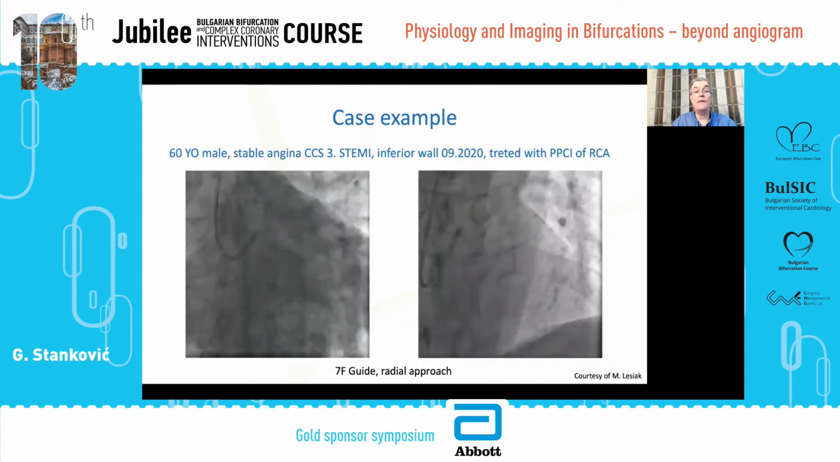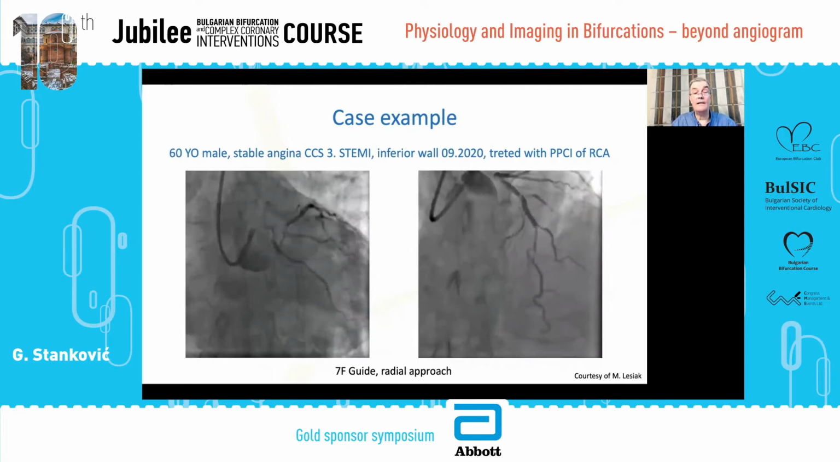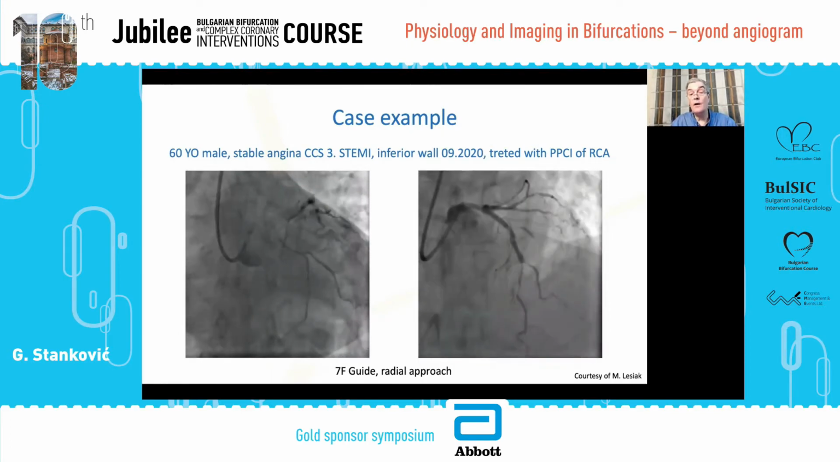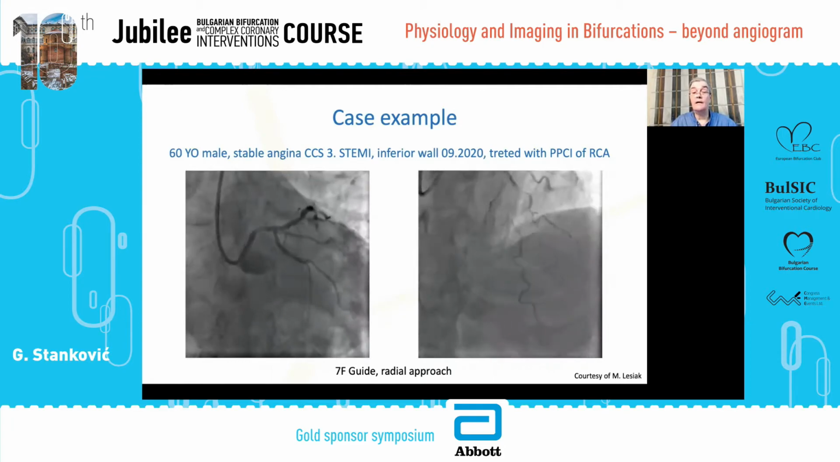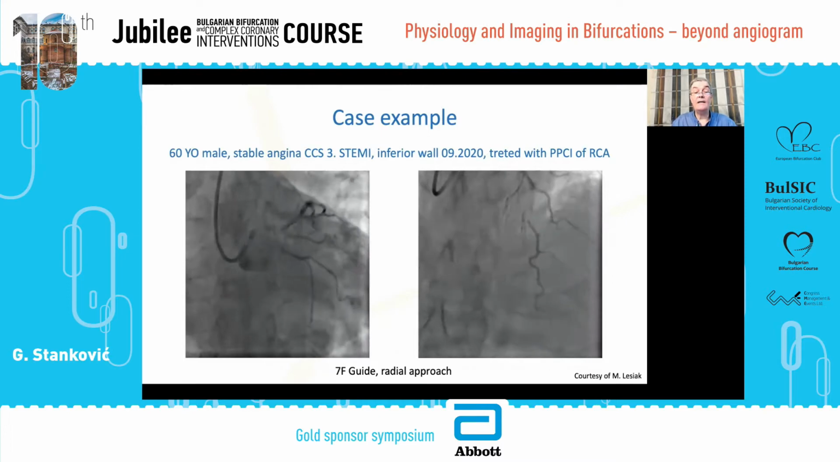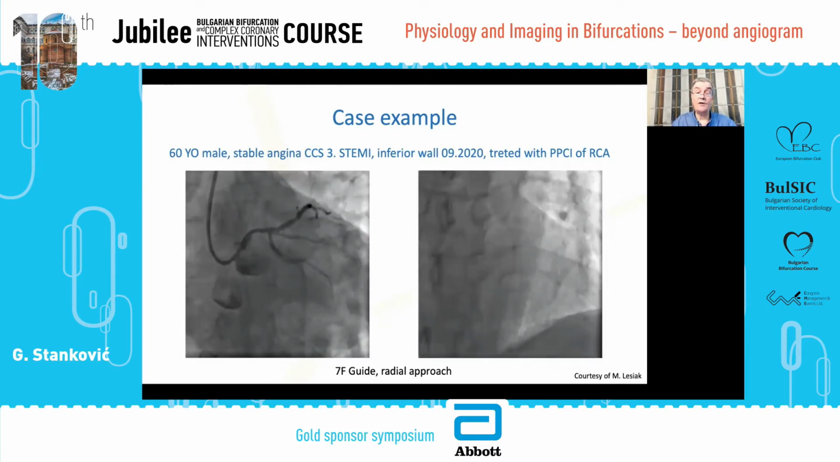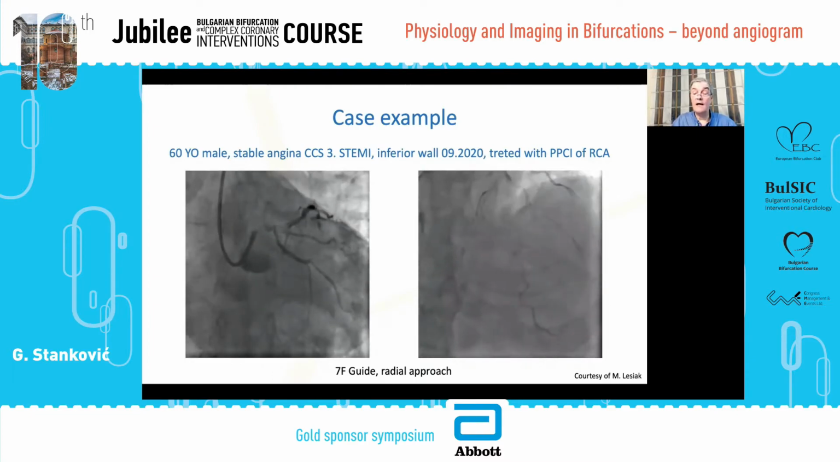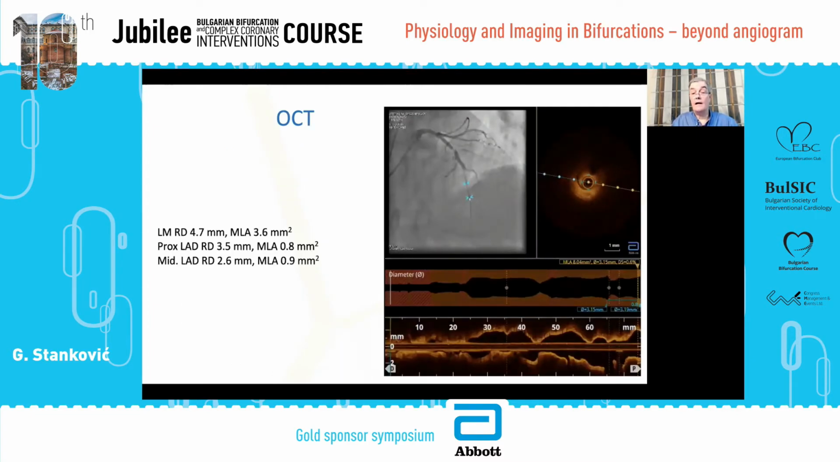You see a 60-year-old male, stable, Canadian class 3, who had an inferior wall STEMI in September 2020, treated at that time with primary PCI, and this is now evaluation and intervention of this diffuse disease in the left coronary artery.